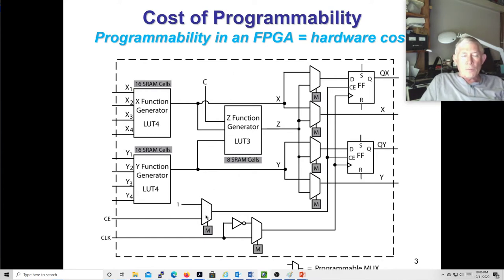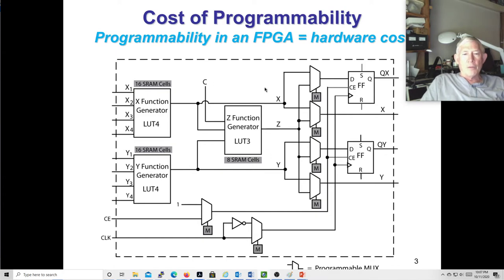For all these 2-to-1 muxes, you need another RAM cell for the control line so that you've selected whichever line it's going to be here. And both of these two take a bit. If you have a LUT 3, it takes 8. If you have this, these each take a single bit. So you can see, just for this one slice, you would have 16 plus 16 plus 8 plus 1, 2, 3, 4, 5, 6 additional bits.